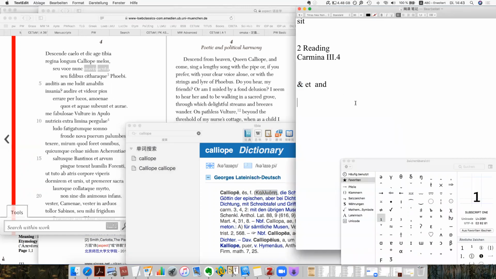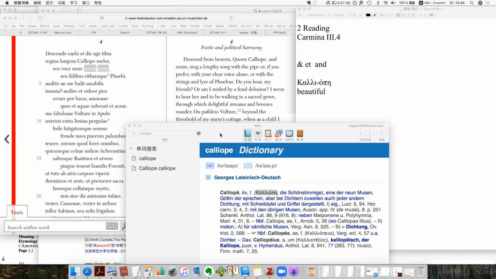And can anyone tell me how this Calliope could possibly be formed? Calli, I think you all know. Calli comes from the word for beautiful, right? So calli means beautiful. And ope is probably a little bit difficult, but you can probably have a guess. How could this ope be? Ope means Stimme, voice. It's actually connected with vox.